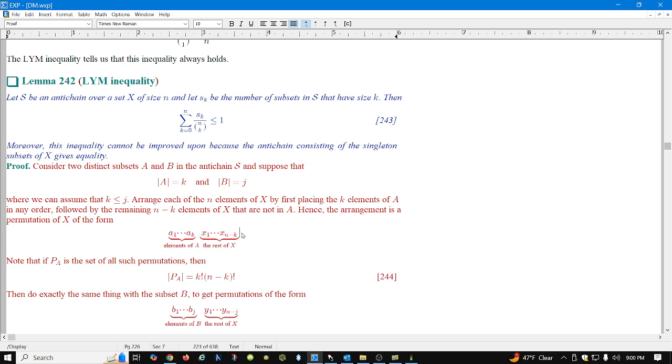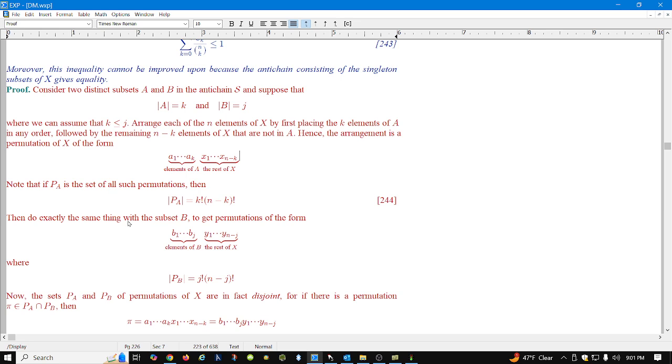That's a permutation of the set capital X, a very specific type. The elements from capital A come first. That's the only requirement. Suppose we let P sub A be the set of all such permutations. So you can scramble the A's any way you want in the front, followed by some scrambling of the rest of the elements of X. How big is the set P sub A? How many ways can you do that? K factorial times n minus K factorial.